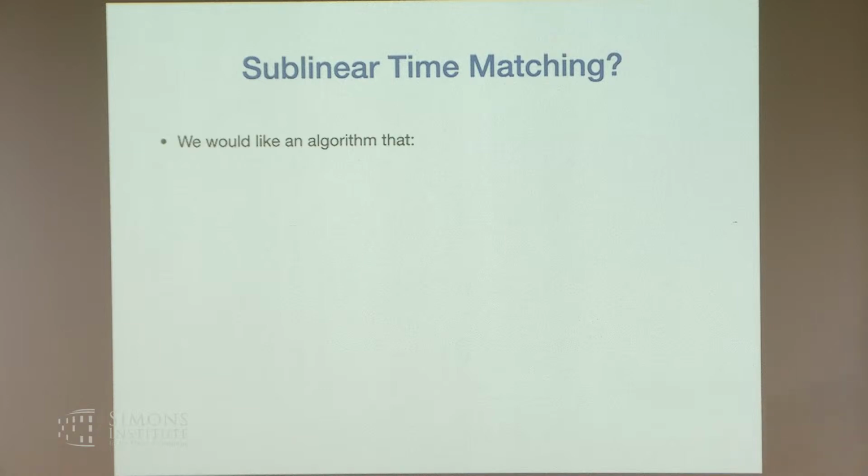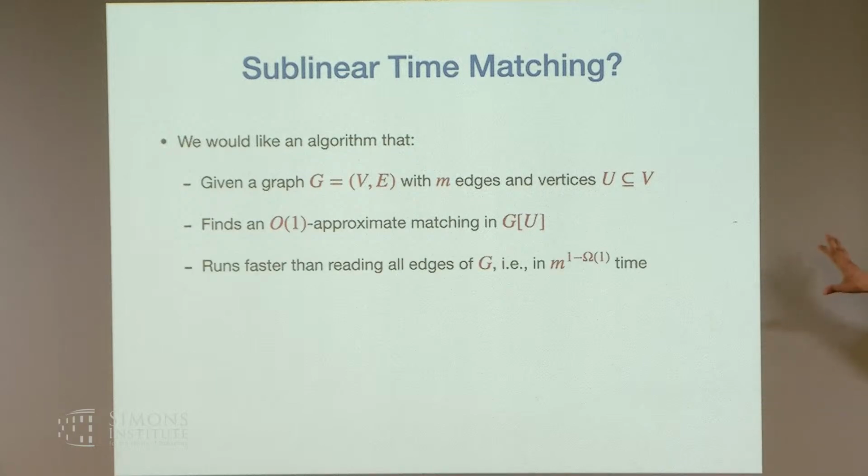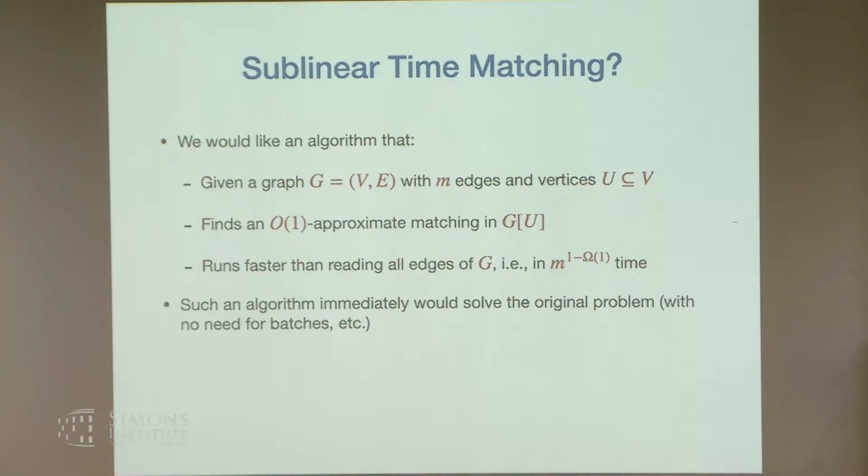We would have ideally liked to have this algorithm. I give you a graph G with m edges. I give you a set U of vertices. You return an order 1 approximation in G of U. And we want to do this faster than just reading this entire graph. Of course, you can read all of G and solve it. You want to do this faster. If I could have done this, then you wouldn't need any of these things I've said. This would just solve the dynamic matching problem. But we know it's not possible.